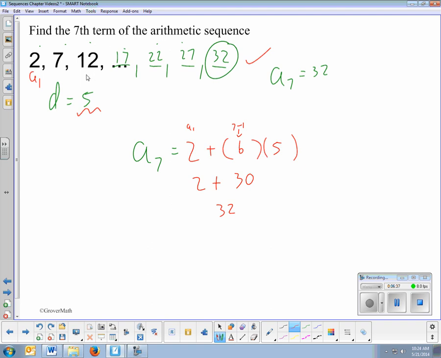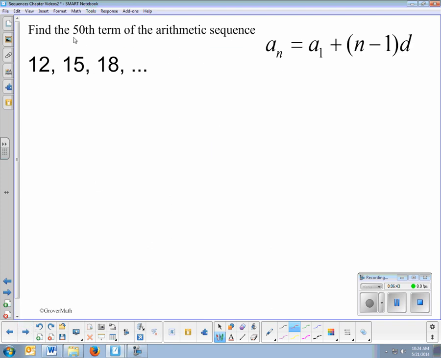But didn't it seem easier just to continue the pattern here? Well, it was in this case, I think. But in this next example, when I say what's the 50th term, we'd have to list out all 50 terms. There's a good chance we might make a mistake, and it would take a while. Or if I said, what's the 250th term? It would take a very long time. So that's where the formula is really valuable. So we want the 50th term, so that would be A50.